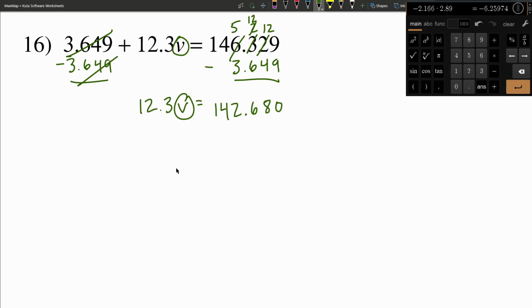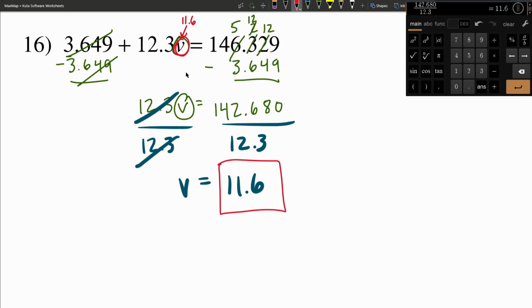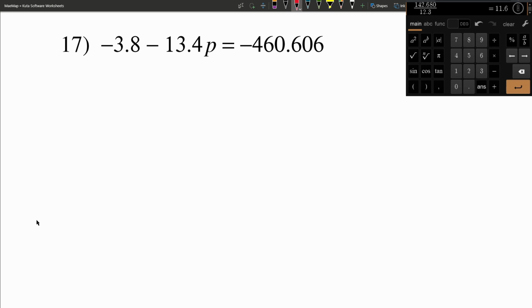Last and final step, in order to isolate the v, we're going to divide by 12.3. So let's go ahead and move to our calculators for that. We're going to get that v is equal to 142.680 divided by 12.3, which is 11.6. That's our solution for number 16, meaning that if we were to plug 11.6 in for v, when we do out this problem, this left-hand side is indeed going to equal 146.329. Moving on to our second to last problem, number 17.